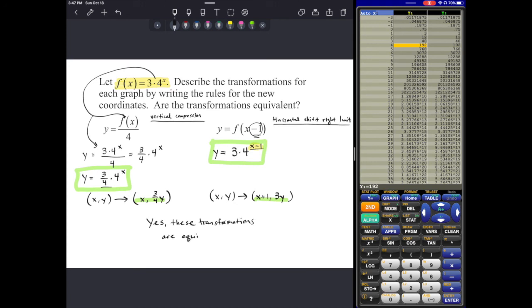And that's for this particular function. That doesn't mean that that's always going to be true for every function, right? If we do some sort of vertical compression and then move to the right one, for some functions it will, for some it won't. You just have to pay attention to the functions that you're dealing with.